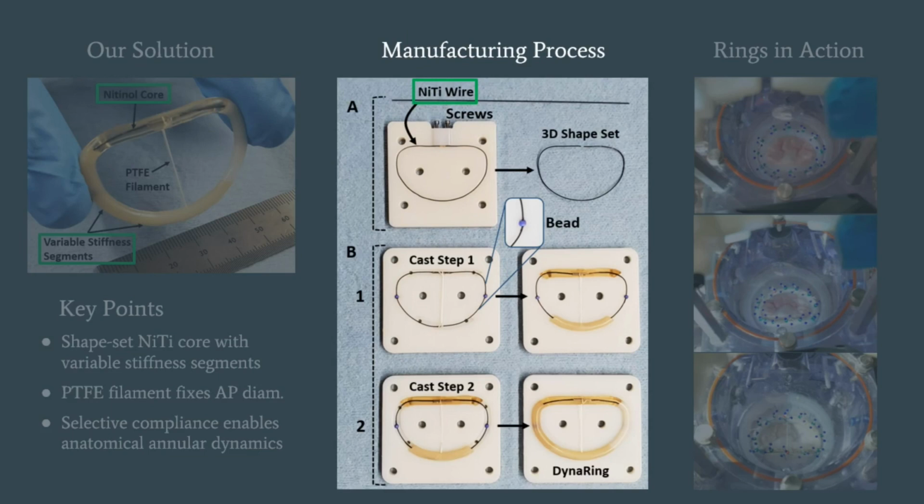We use a joule heating method to shapeset the nitinol in a 3D conformation that supports the formation of an annular saddle. Additionally, a PTFE filament is attached to limit the AP diameter. The 4 polymer segments are cast in a 2-part process, with the anterior and posterior sections cast first, followed by the left commissural and right commissural sections.